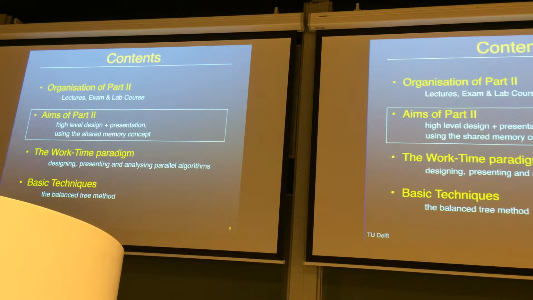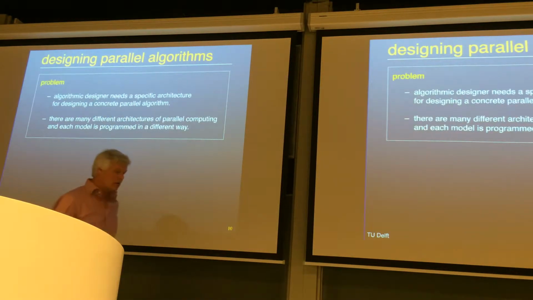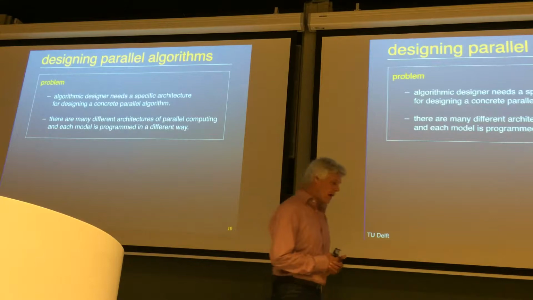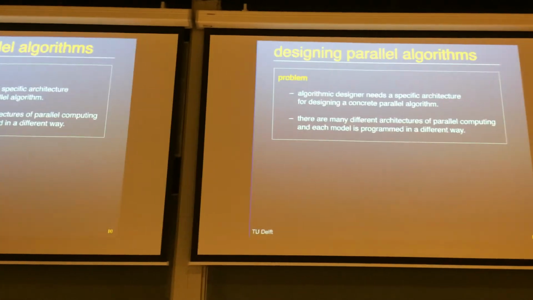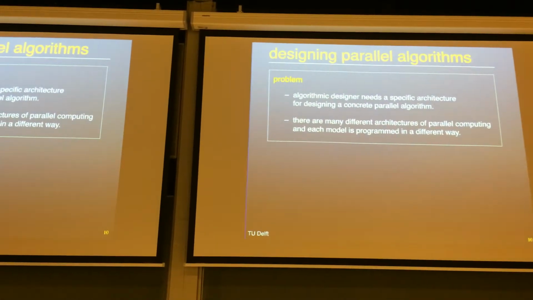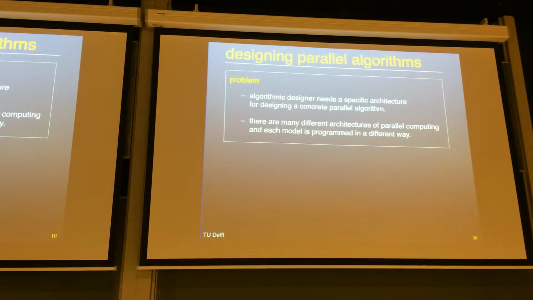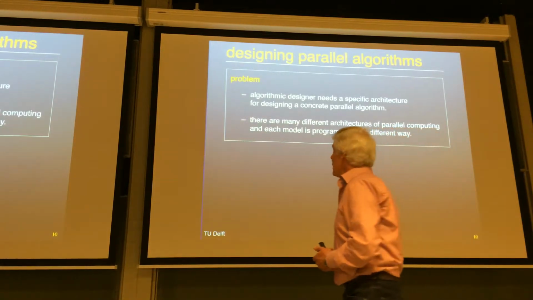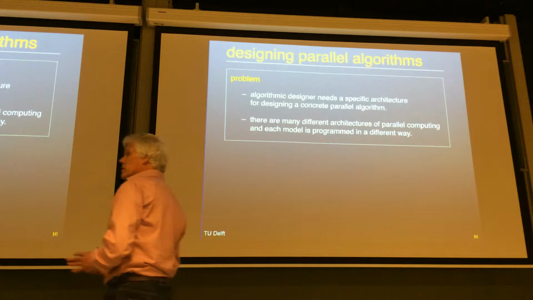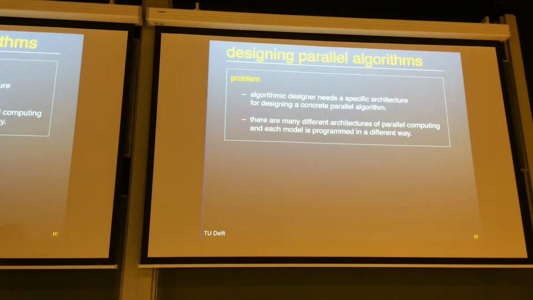So, what is the aim of part 2? As I told you already, it's not about making serial algorithms somehow faster by making them suitable for executing on a parallel architecture. It is basically about designing parallel algorithms. And then we have a problem because you would like to design a concrete algorithm for a concrete architecture. But there are, as you know from part 1, several of those architectures.